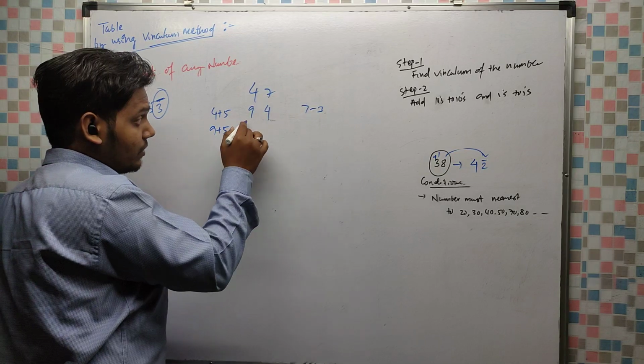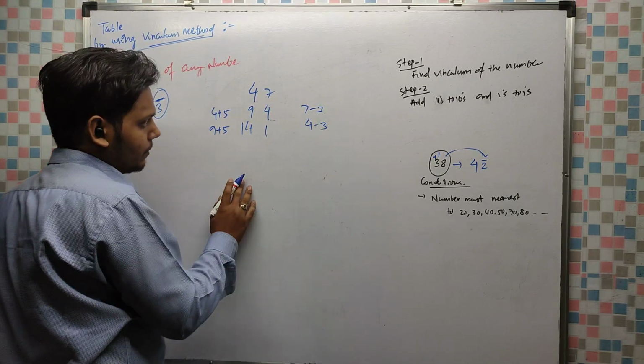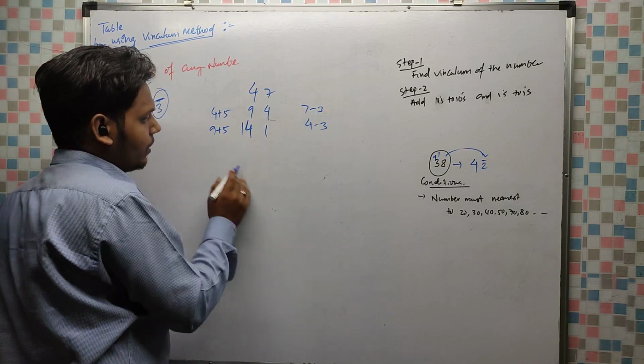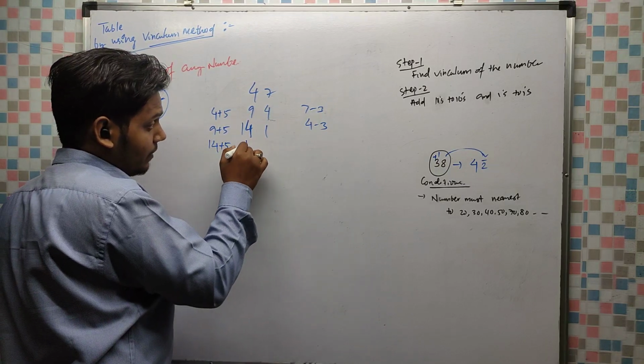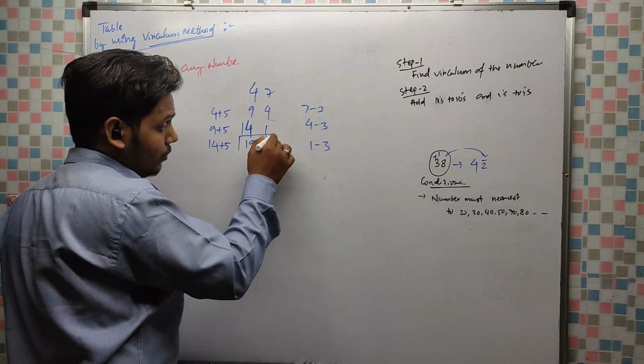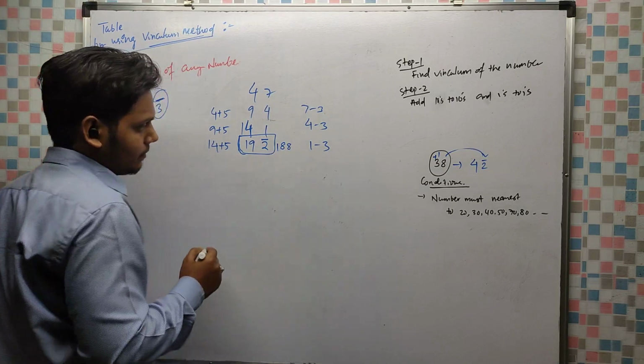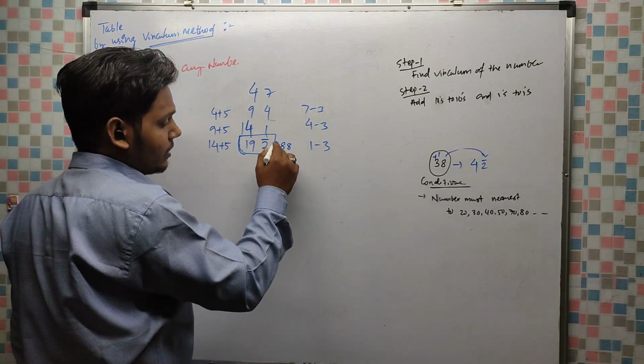9 plus 5 is 14, and 4 minus 3 is 1. This is 14 1. Then 14 plus 5 is 19, 1 minus 3 is 2 bar. Now you have to devinculate this number. This is 192, and you devinculate this number to 188.